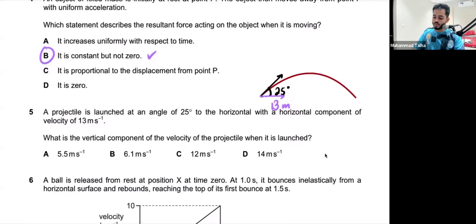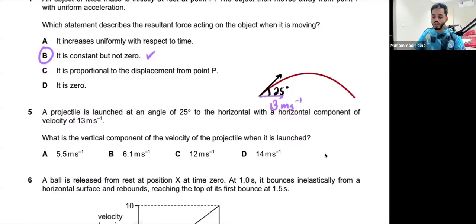This is 30 meters per second, and you are asked the vertical component. So let's say this is the actual velocity before breaking it up into components. You know that v cos 25 would be 13. So from here, you can figure out v as 13 over cos 25, which is 14.3 meters per second.